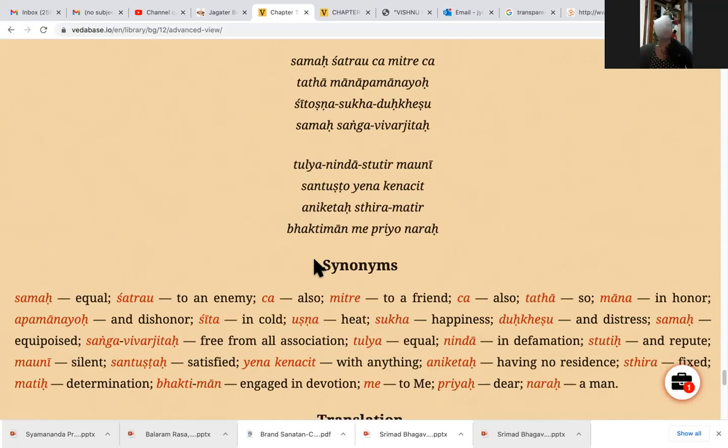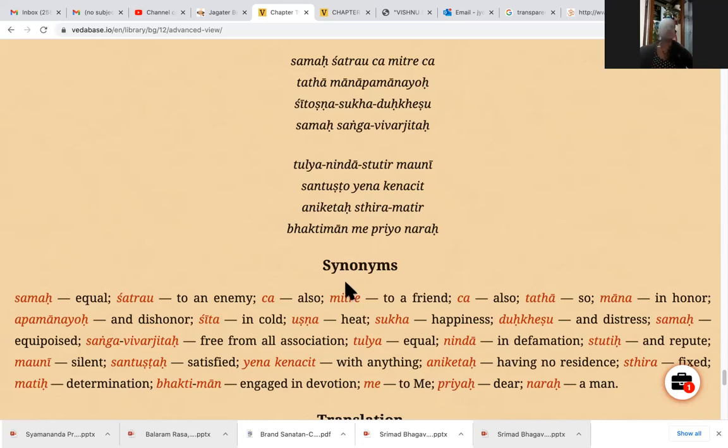Bhaktiman me priyo naraha. So nara, of course, is man. Such a man is priya, is dear to me. Such a devotee, to be specific. So bhaktiman, such a devotee who is balanced in all kinds of situations, who behaves equally towards friends or enemies, who maintains a balanced state of mind whether he's being respected or disrespected, whether he's being honored or whether someone is trying to defame him or her.